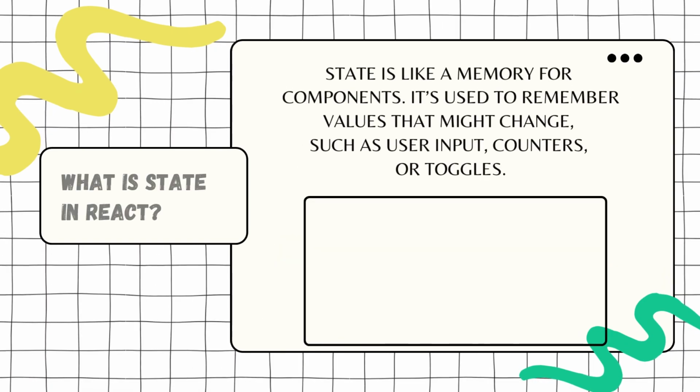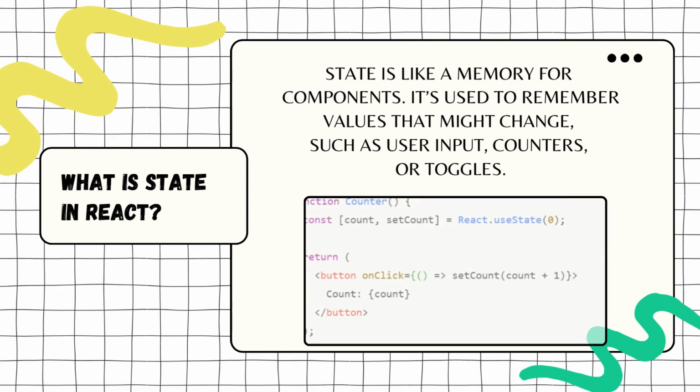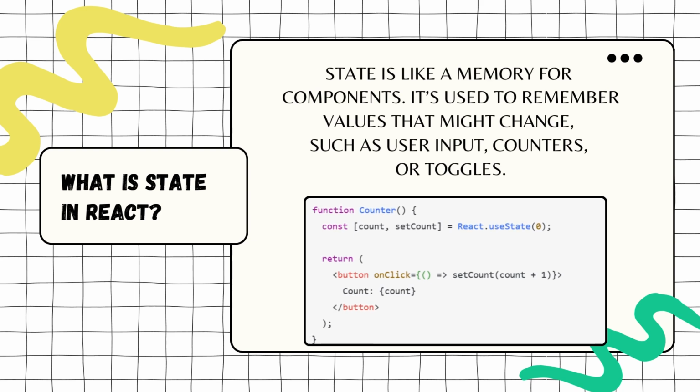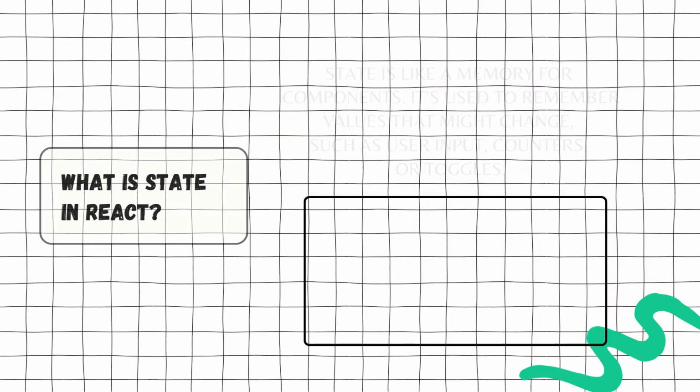What is state in React? State is like memory for a component where we can store data that might change over time. State lets components remember things like user input, counters, or whether a feature is turned on or off. For a counter button that increments every time you click it, we'd store the current count in the component's state.